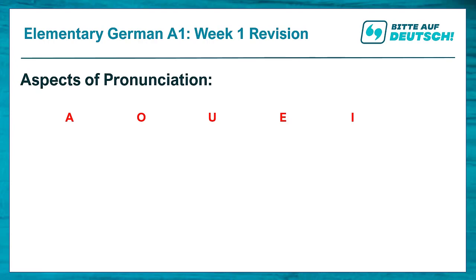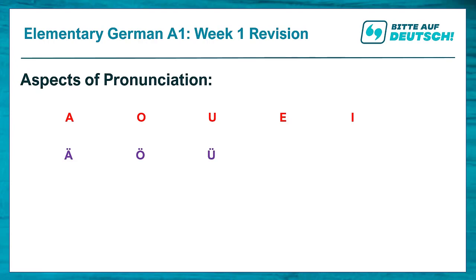E, I. A, O, U, E, I. Not too difficult until here, right? Where it gets a little bit more complicated is with those vowels that in German we call Umlaute.